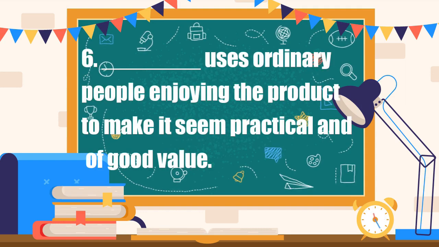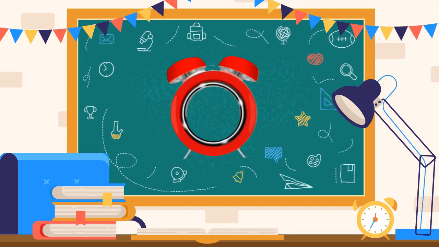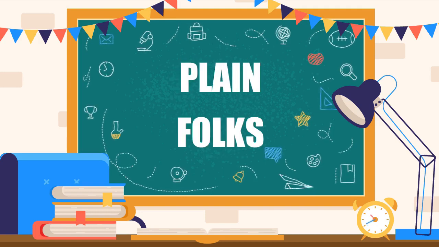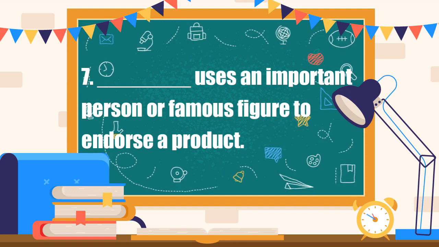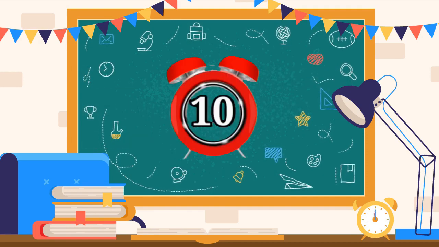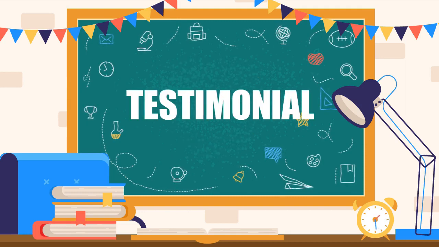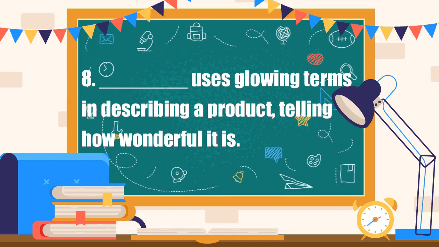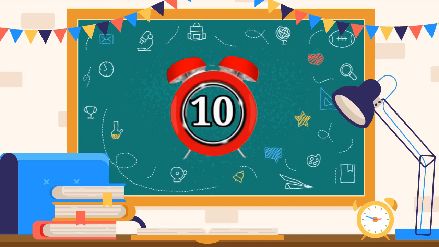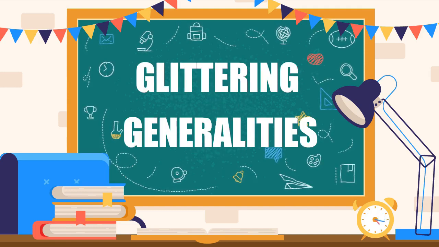Uses ordinary people enjoying the product to make it seem practical and of good value. That's correct. Plain folks. Uses an important person or famous figure to endorse a product. Yes, you're right. Testimonial. Uses glowing terms in describing a product, telling how wonderful it is. You're correct. That's glittering generalities.